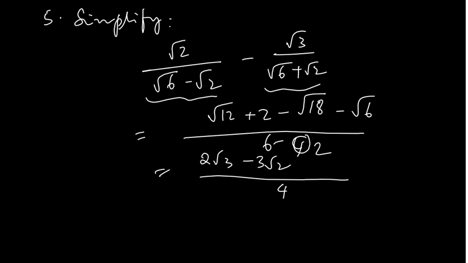Minus root 6 minus root 6. So 2 root 3 minus 3 root 2 minus root 6 is root 2 into root 3, 2 minus root 2. Yes, I suppose that's all you can do. Root 6 and root 18, root 16, root 6 and yeah.